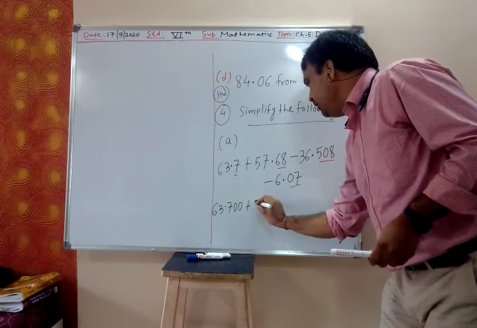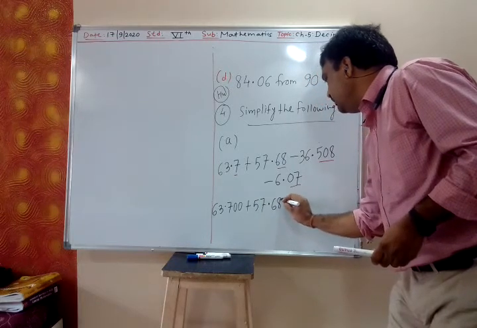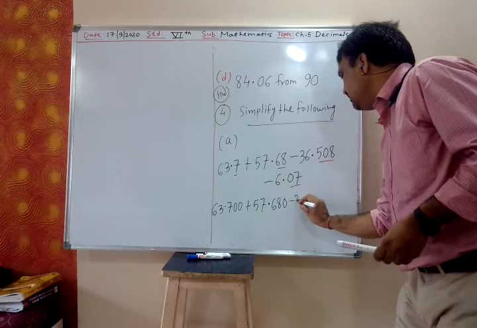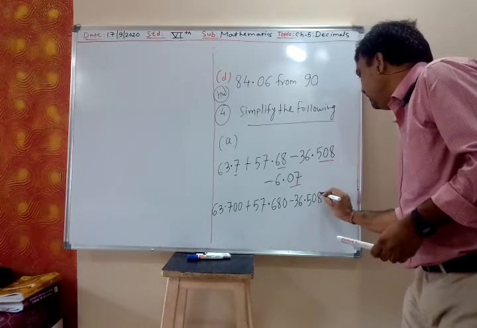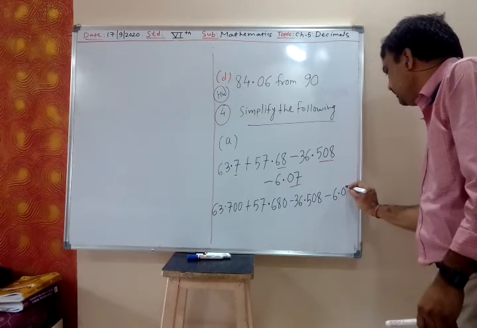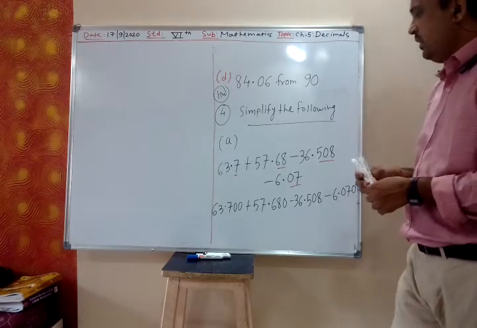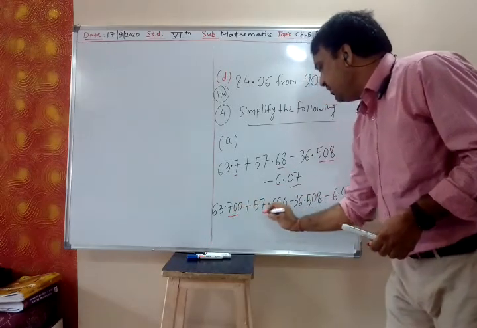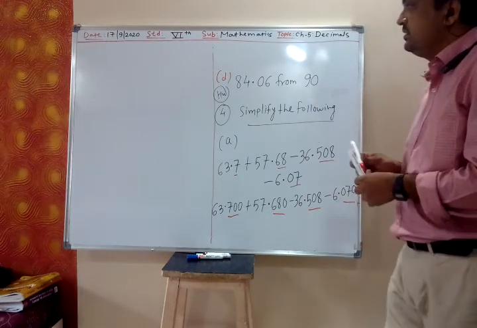Plus 57.680, minus 36.508, then minus 6.070. Now we check whether they are like decimals or not. After the point 3 digits, after the point 3 digits, after the point 3 digits, after the point 3 digits. So they are like decimals.